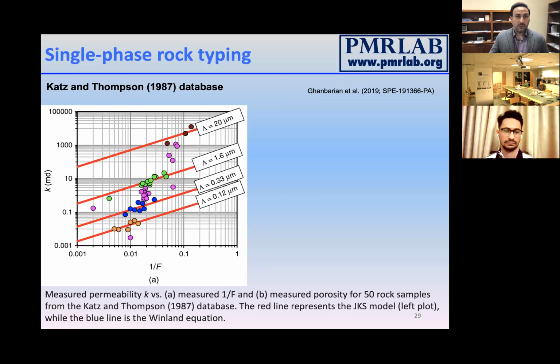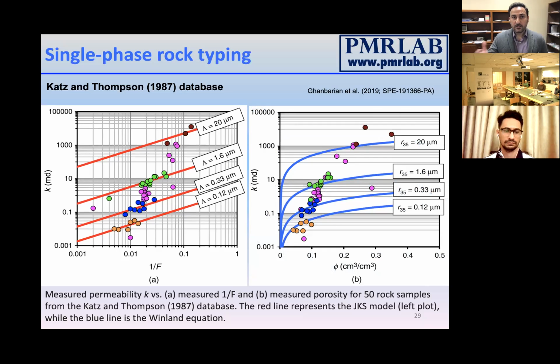This is the result for the Katz and Thompson database. We came up with 4 different rock types. Again, when you plot the same rock types on the porosity permeability plot, they look pretty scattered, and there is a chance that they would be categorized in different groups and classes.